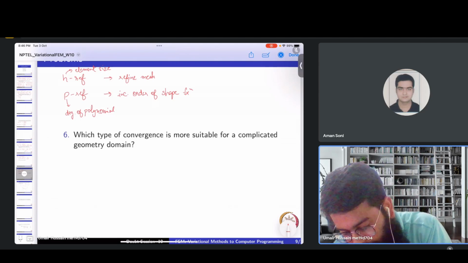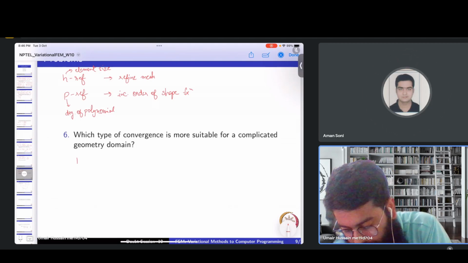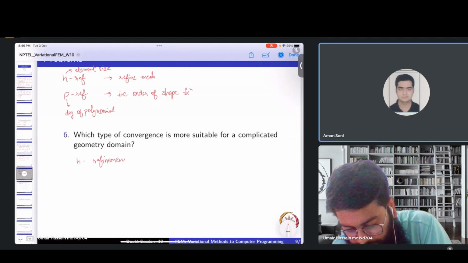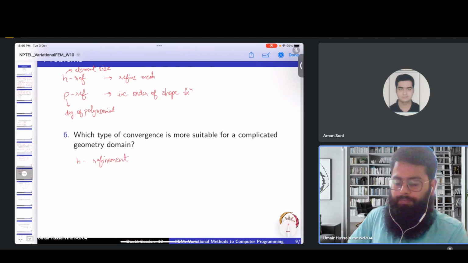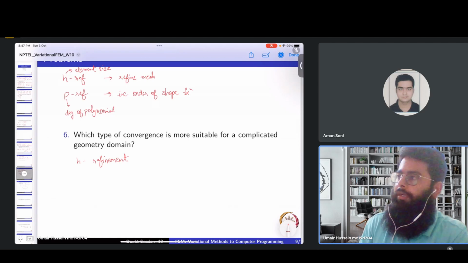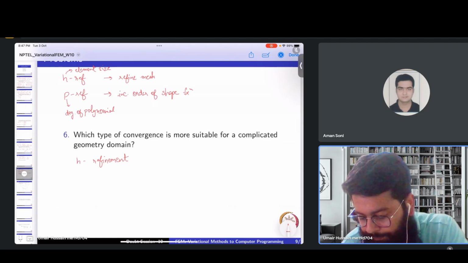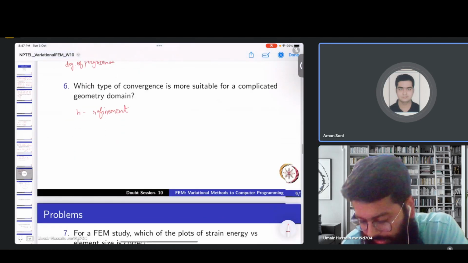So for better convergence for such a type of domain, it's advisable to do mesh refinement, particularly in that part. In some problems, I think that's more practical, we do a combination of H and P refinement. Somewhere we perform H refinement, and in some places we do P refinement.